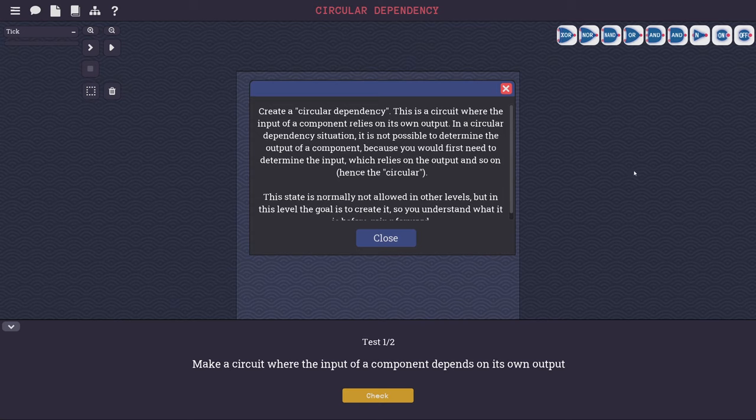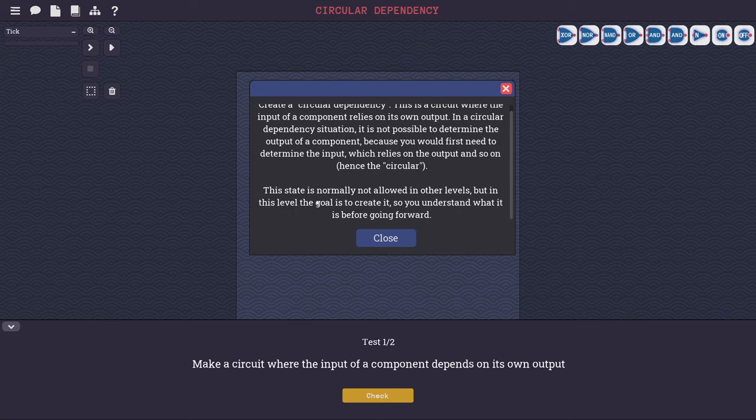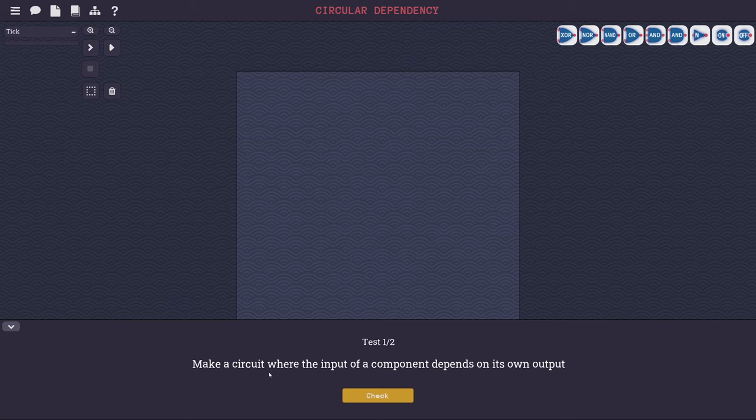Create a circular dependency. This is a circuit where the input of a component relies on its own output. In a circular dependency situation, it is not possible to determine the output of a component because you would first need to determine the input. This state is normally not allowed in other levels, but the level of this goal is to create it so you understand what it is before going forward. Okay, so create a circuit where the input of a component depends on its own output.